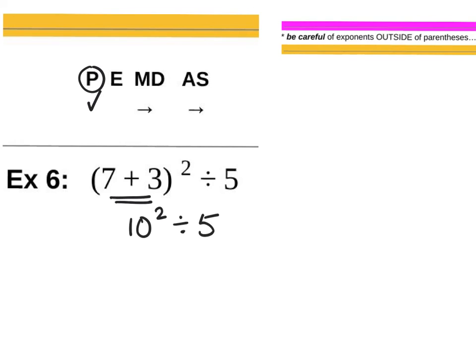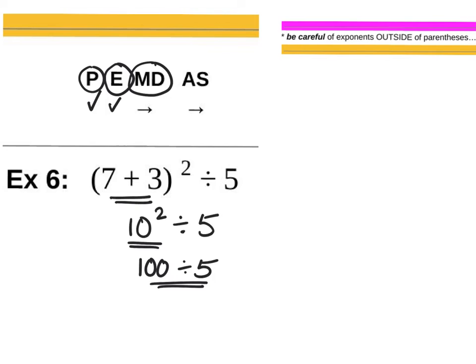Check. Next step is exponents. Looks like we got 10 to the second power, which is 10 times 10. 10 squared, or 10 times 10, is 100. Everything else exactly as it was. Done. And then multiplication and division from left to right.